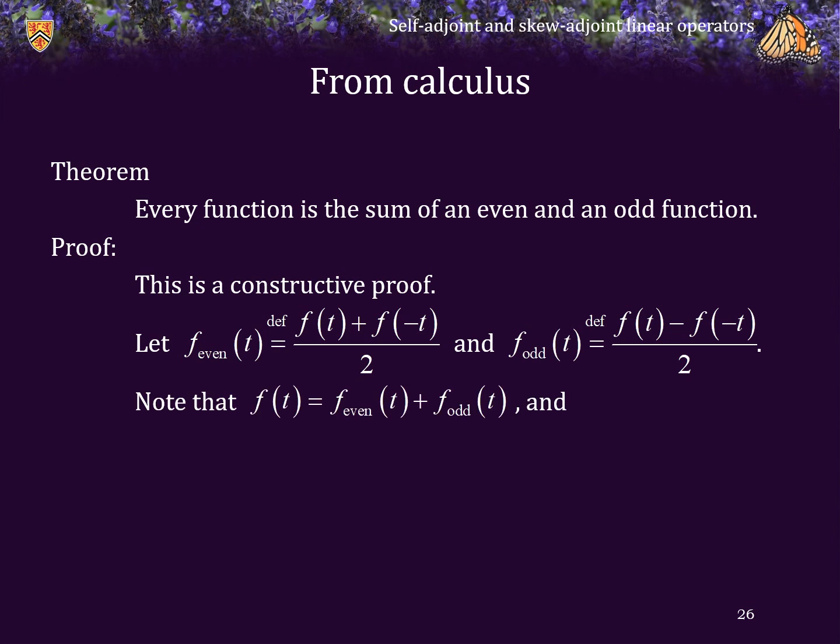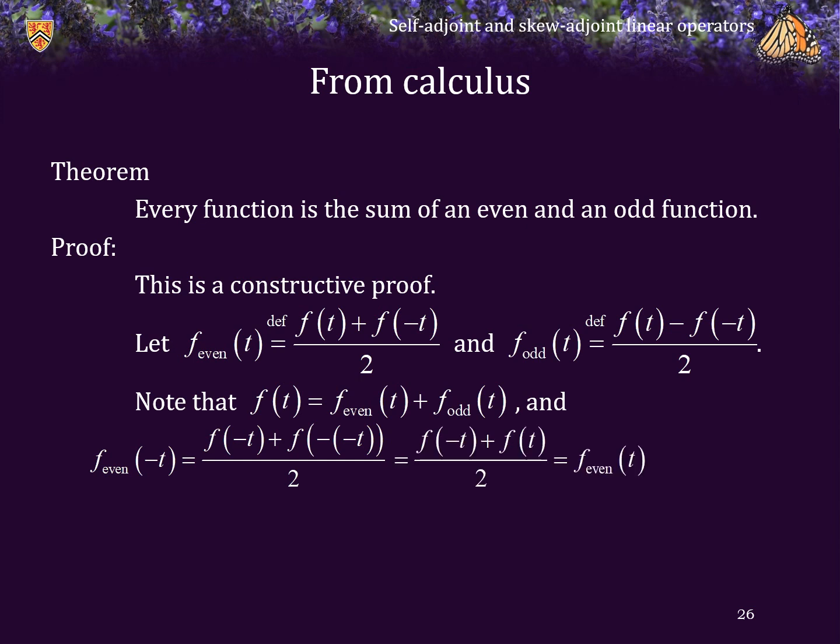The first thing we note is that f of t is indeed equal to the sum of these two functions we have just defined. However, on top of that, if I substitute in negative t into the even function, we get what we see here, and negative f of t is just f of t, and because addition commutes, that's just equal to the even component of f evaluated at t. So yes, the even component is indeed even.